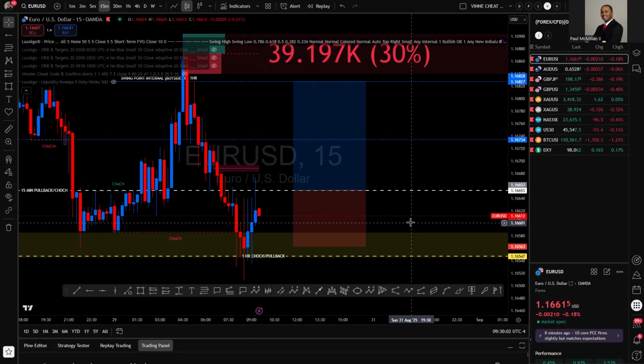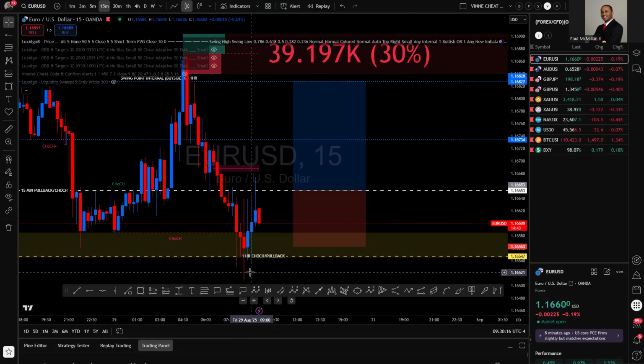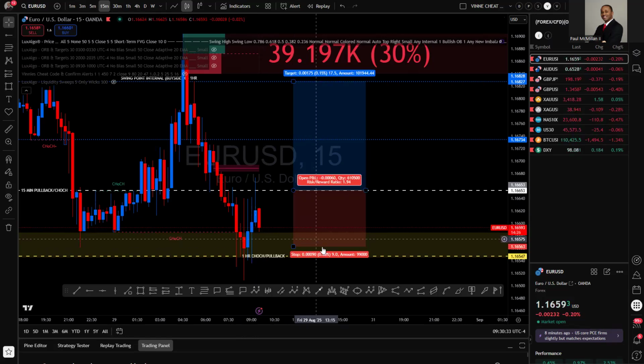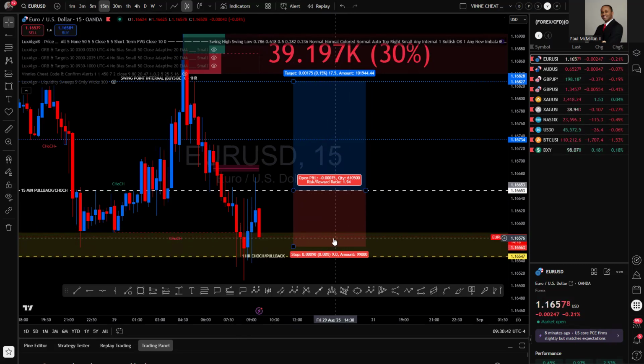So the market is officially open. Notice we didn't close above with strength. So again, it's good that we didn't jump in yet. It's good we did not jump in yet.